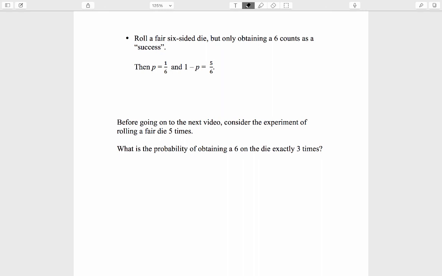Before going on to the next video, consider the experiment of rolling this fair die 5 times. What is the probability of obtaining a 6 on this die exactly 3 times? Think of how to apply this notion that each roll of the die is a Bernoulli trial to answer this question.